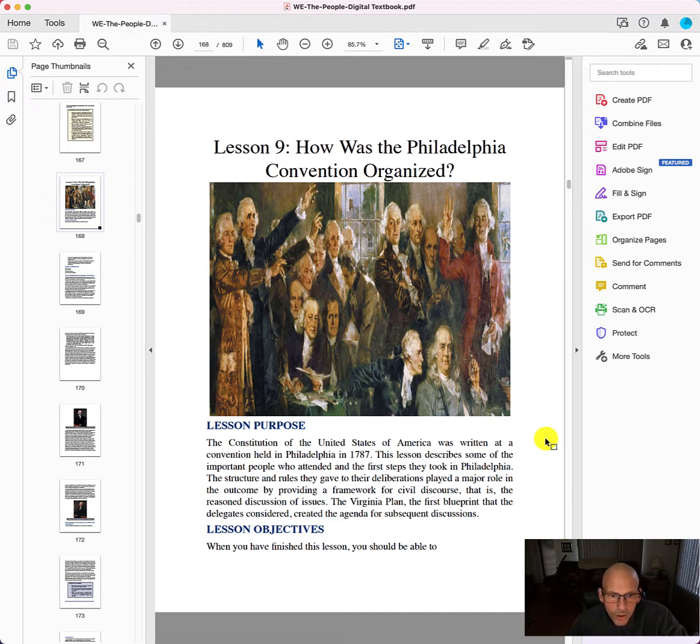The structure and rules they gave to their deliberations played a major role in the outcome by providing a framework for civil discourse, that is, the reasoned discussion of issues. The Virginia Plan, the first blueprint that the delegates considered, created the agenda for the subsequent discussion.